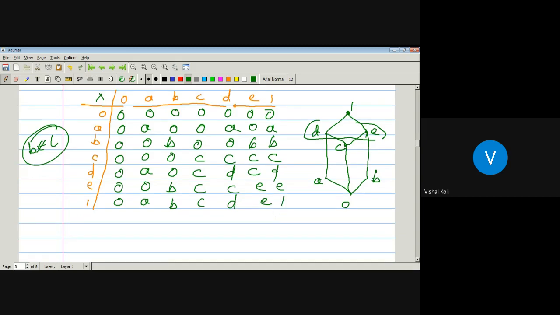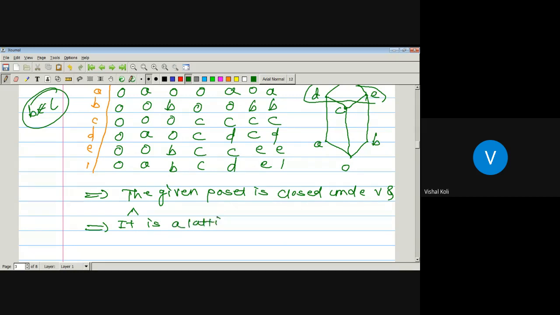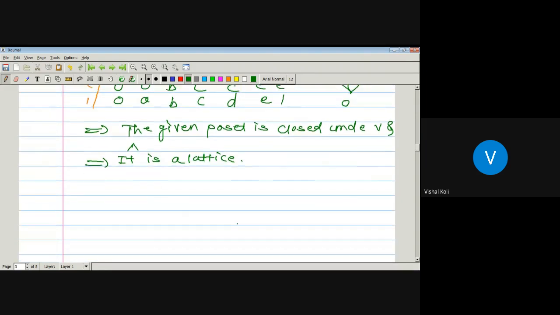Okay. So again, every two elements in a lattice L have a greatest lower bound, which implies the given poset is closed under join and meet, which implies it is a lattice, and that is what we have to show. So first part is over. Okay, now we have to check whether it is distributive and complemented. Okay.